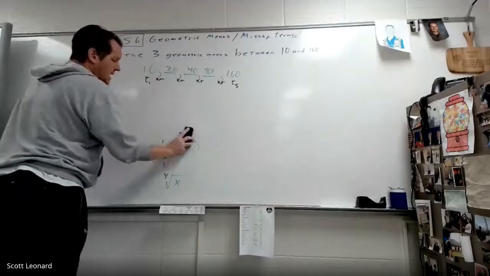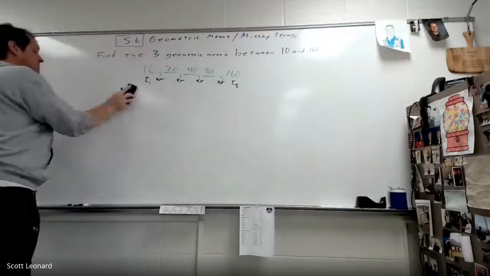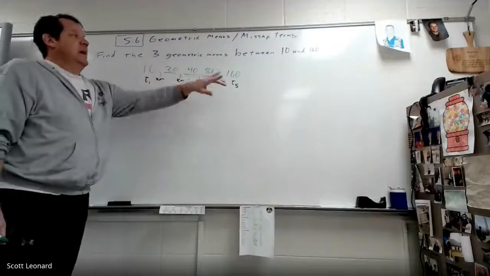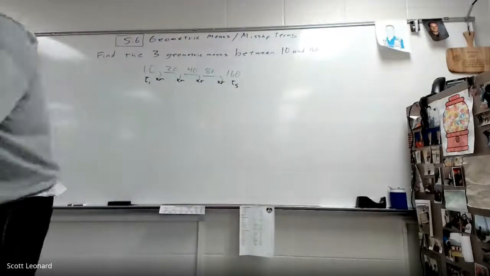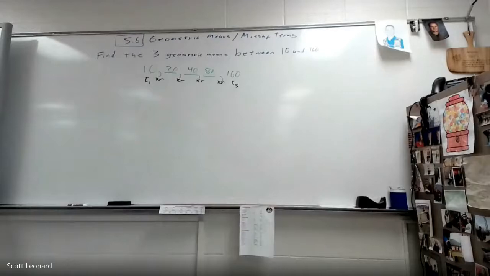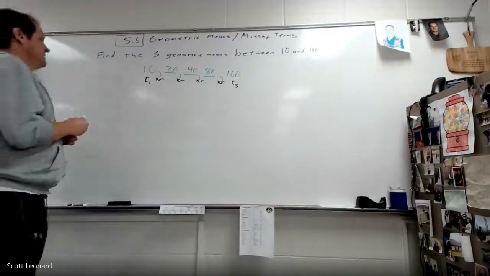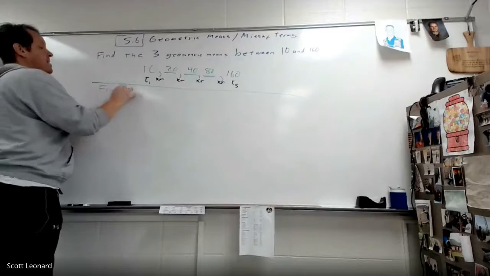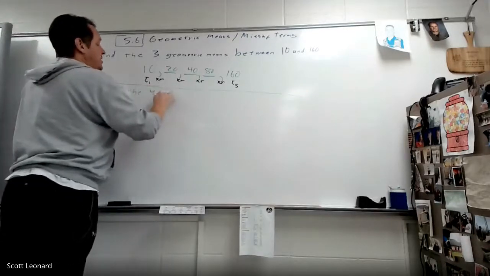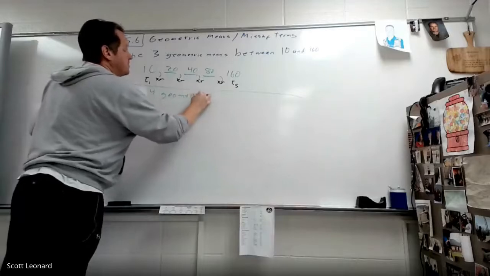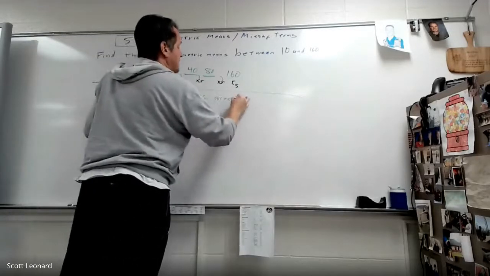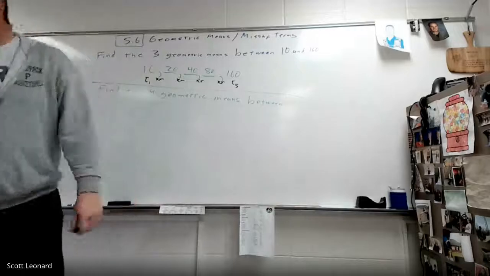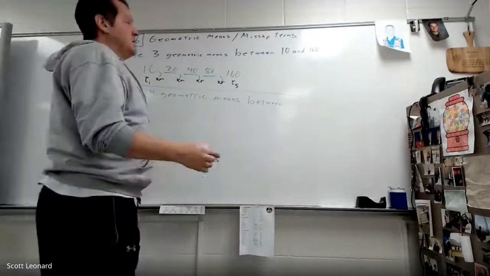All right. We're going to do one more just like this. This time, though, I'm going to change the number of geometric means, and we're going to start with 2 different numbers. This time, we're going to find 4 geometric means. Find the 4 geometric means between 13 and 3,159.